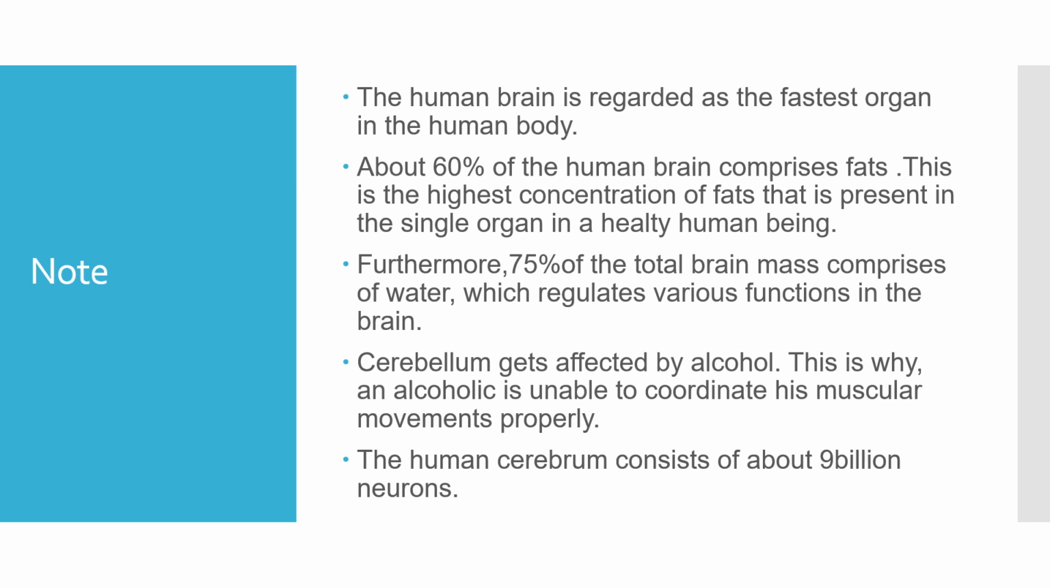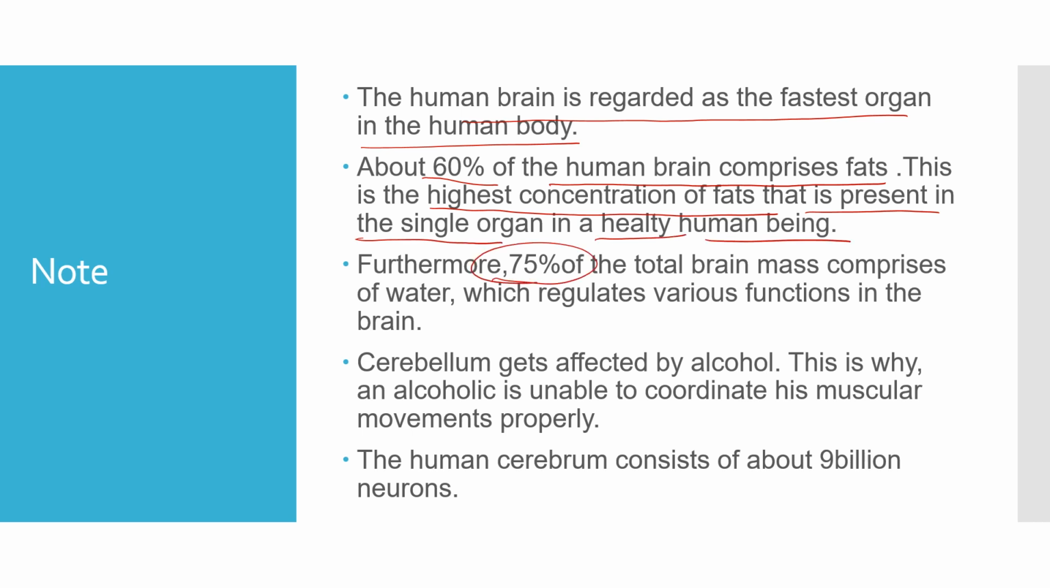Now here are notes of a few things that you should know regarding the human brain. The human brain is regarded as the fastest organ of the body. About 60% of the human brain comprises fats. Fats are very important and essential for brain functioning, and this is the highest concentration of fats present in a single organ in a healthy human being.